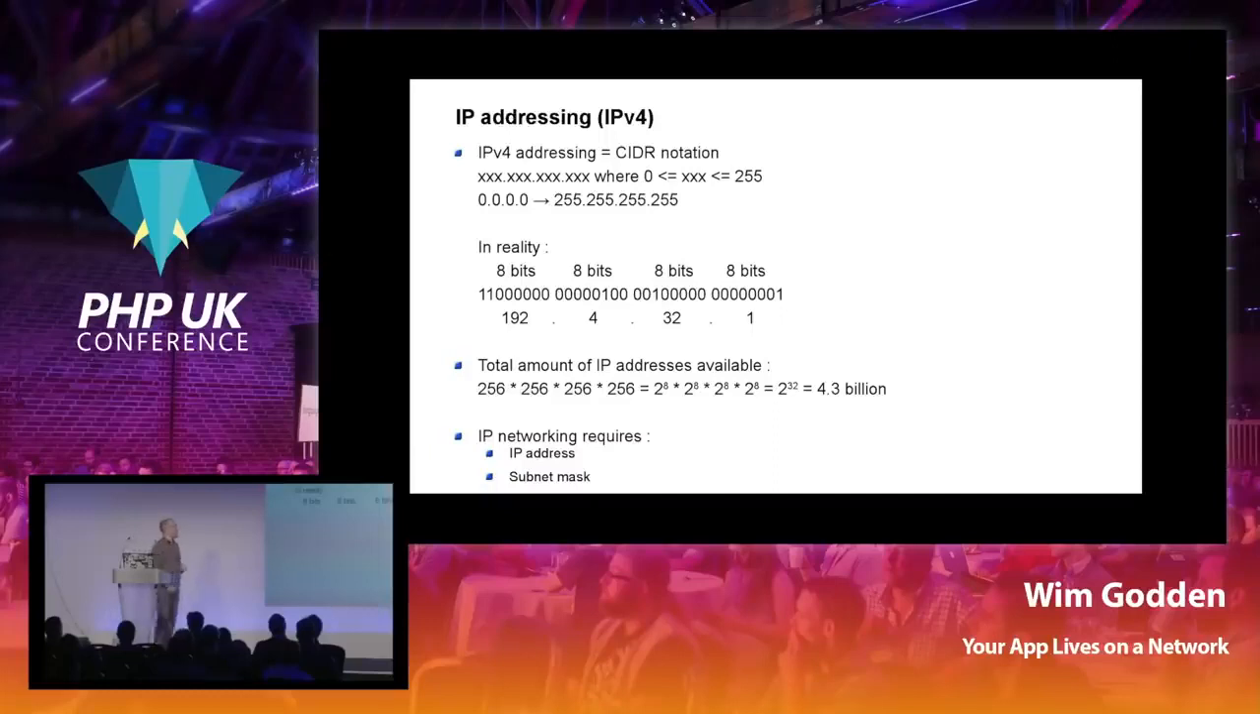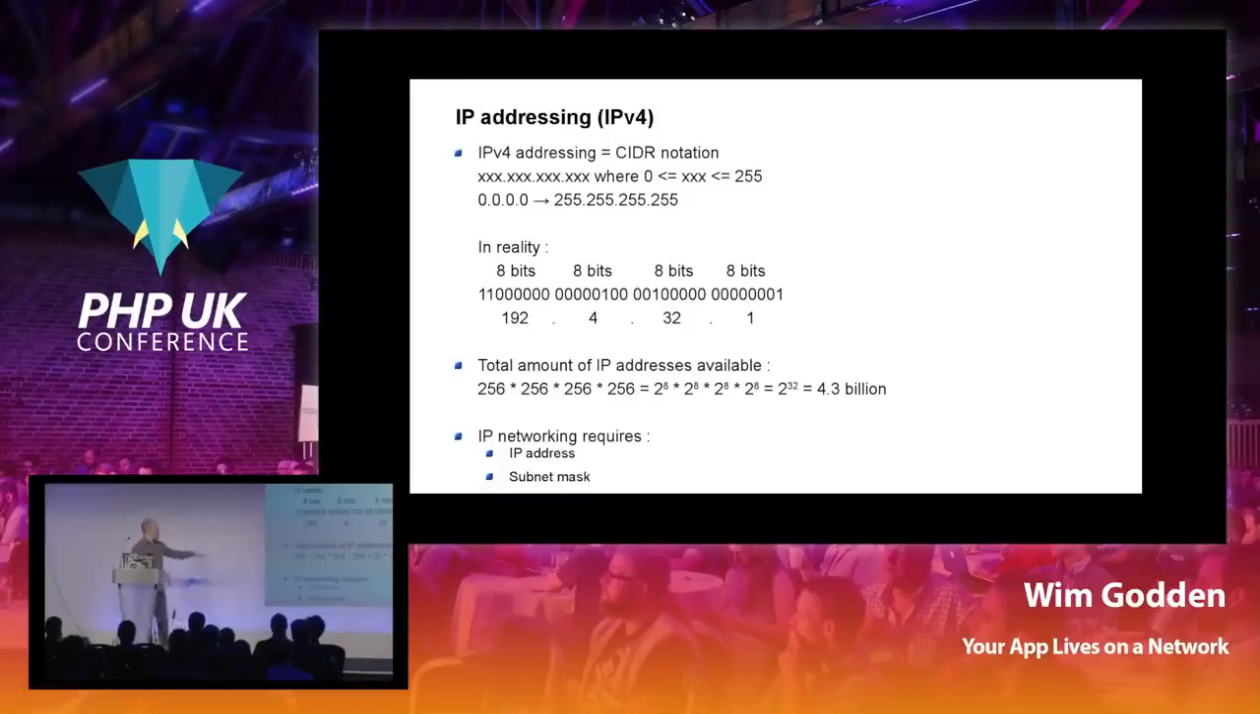In reality, what that means is it's 4 times 8 bits. So the address could look a little bit like this, for example. 192.432.1, in reality, is sent across the wire as a number of bits. Now, this means if you have 4 times 8 bits, it means 256 times 256 times 256 times 256 addresses, or 2 to the power of 32, or 4.3 billion, sort of. That's the total number of IP addresses that are available to the world. We'll get to why that's a problem. I mean, you can already tell if there's 8 billion of us and we have only 4.3 billion addresses, that's kind of a problem, but I'll get back to that.